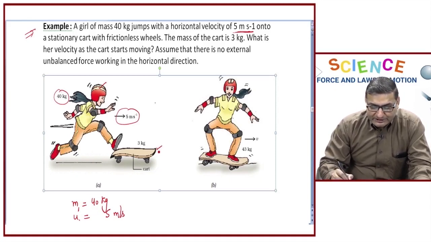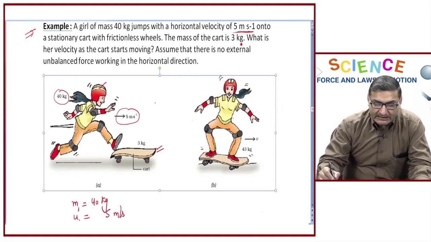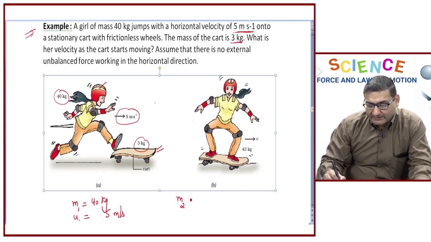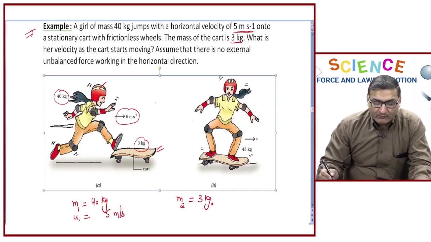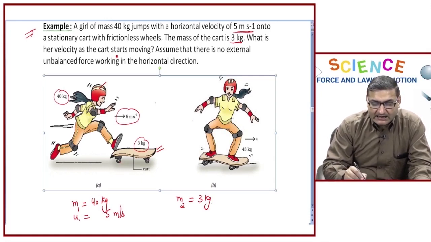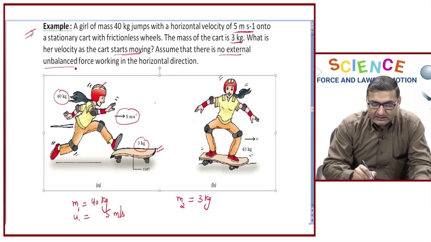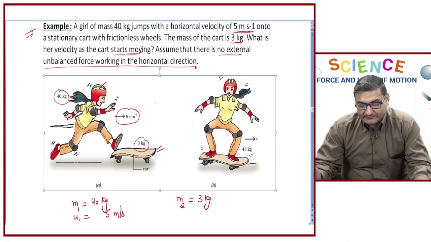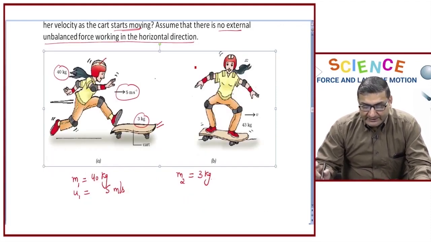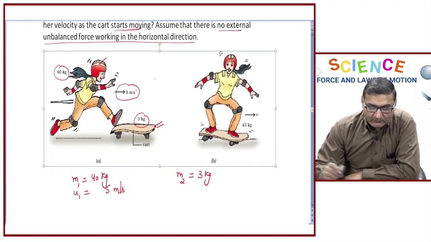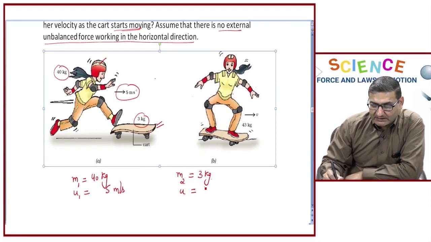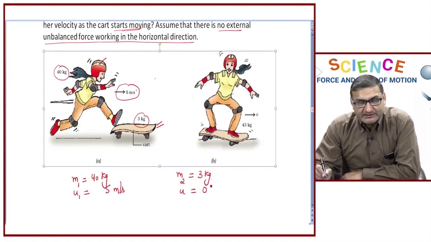She jumps onto a stationary cart with frictionless wheels. Now the mass of the cart is 3 kilograms. This is the mass of the cart. That means I am given m2, assuming it to be m2, it is given to be 3 kilograms. What is her velocity as the cart starts moving? Assume that there is no external unbalanced force working in the horizontal direction. Now, one thing we need to remember is initially the cart was stationary. So the initial velocity of the cart, we take it to be 0.